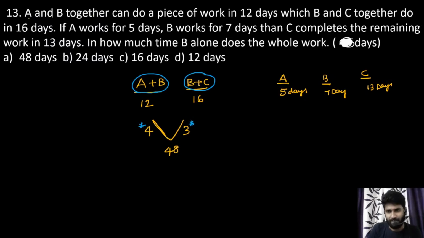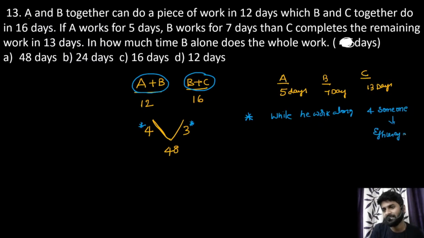But according to the information, A working for 5 days, B working for 7 days, C working for 13 days. What is the most important point I mentioned? While any person is working alone or working with someone, the efficiency does not change, guys. If you know this point, you can easily solve this type of model. A person working alone or with someone, the efficiency does not change. He performs the same number of units per day.